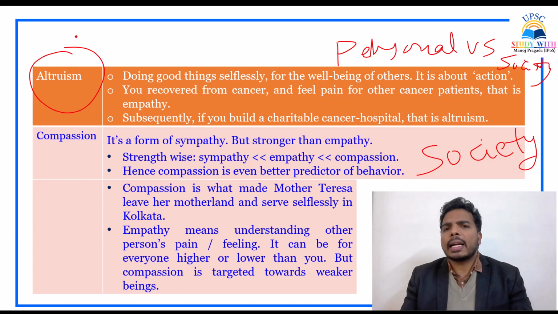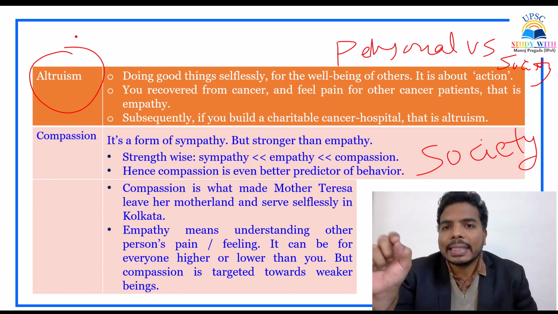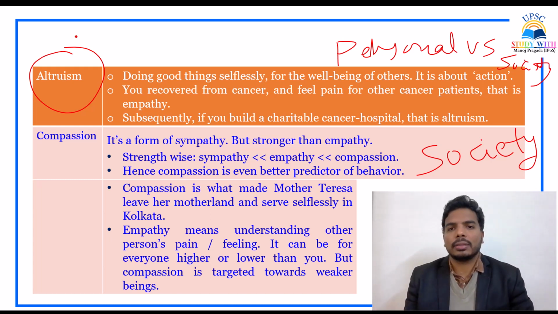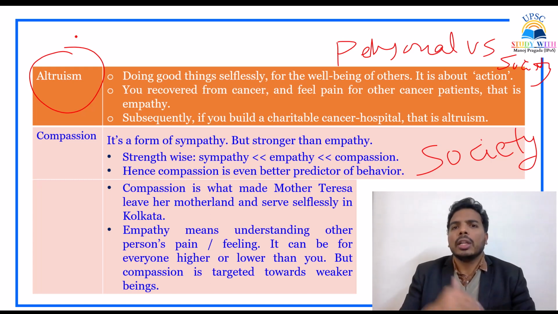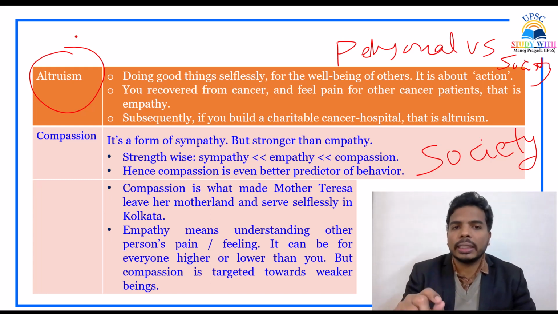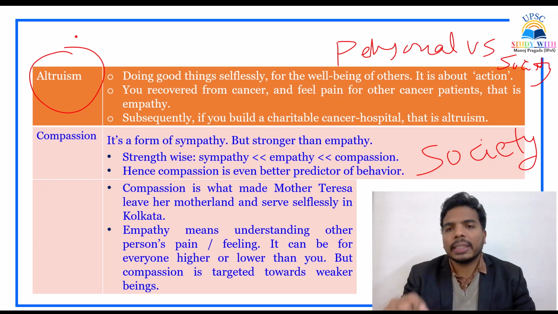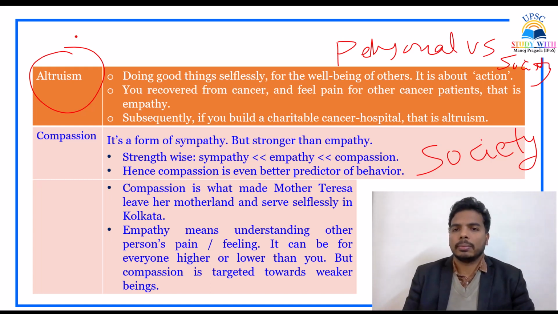Altruism and compassion are closely related. Altruism is about, we are writing here, action. It is the action part. What we are talking about, empathy, sympathy, these are all attitudes. What is the action? The action is what we call altruistic behavior. What is altruism? You are ignoring your own personal things. You are working for society. Doing good things selflessly for the well-being of others.